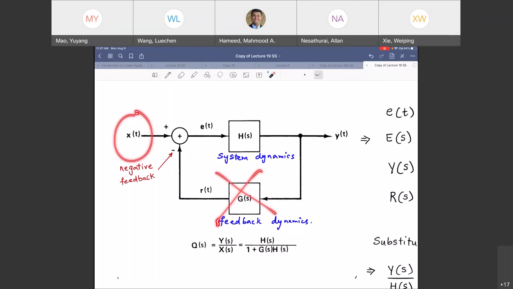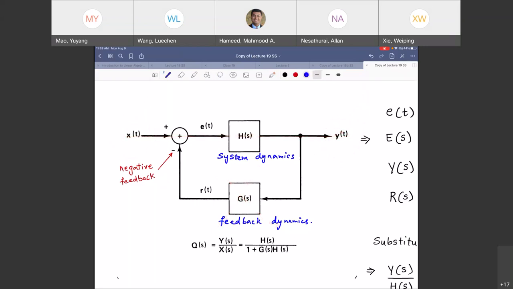If G of S was not there, what would happen? X of T goes in, Y of T comes out. What would be the transfer function? Y of S divided by X of S, right? That is no feedback. That is open loop. So open loop is this guy is not there. It is just this, right?